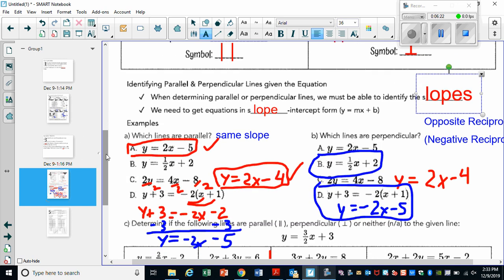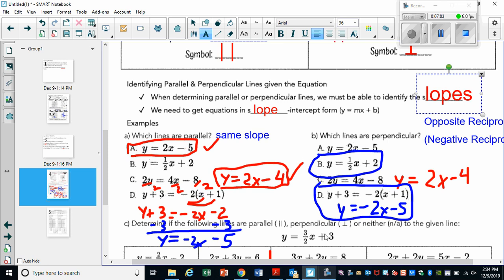For example A, we needed to figure out the same slope for the four options. It turns out the first two were in the form y equals mx plus b. For the second, problem C, part C, you had to divide everything by 2, each and every term. So 2y equals 4x minus 8 becomes y equals 2x minus 4. And then for the last problem, we had to do a couple little things. Distributive property: negative 2 times x, negative 2 times positive 1, negative 2x minus 2. And then we have to subtract 3 on both sides, y equals negative 2x minus 5.